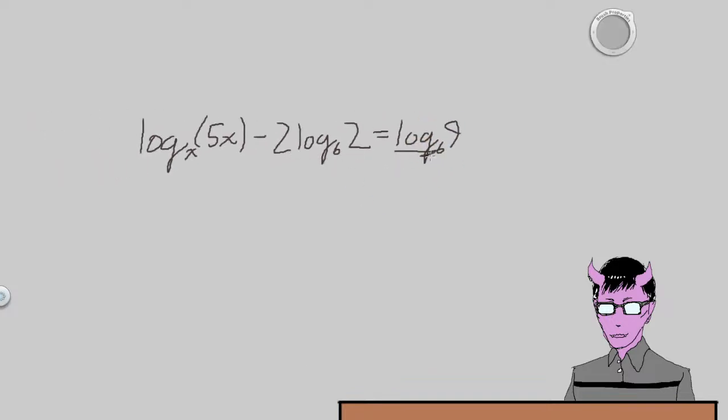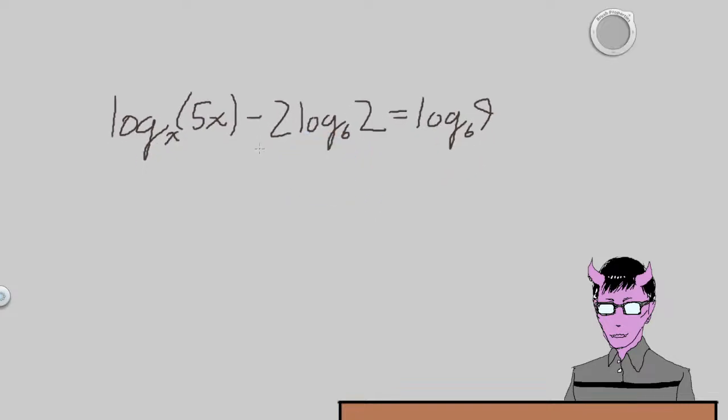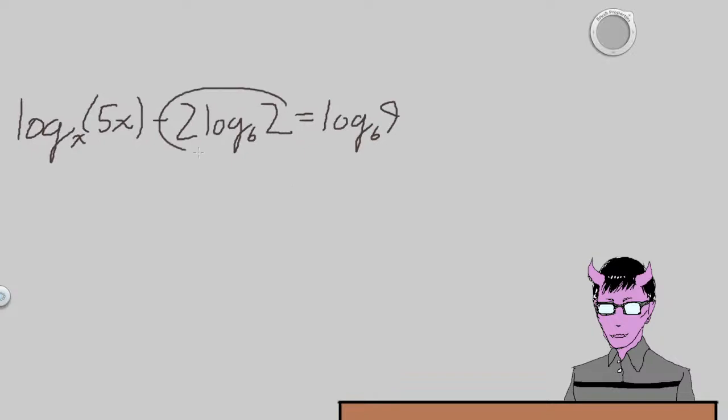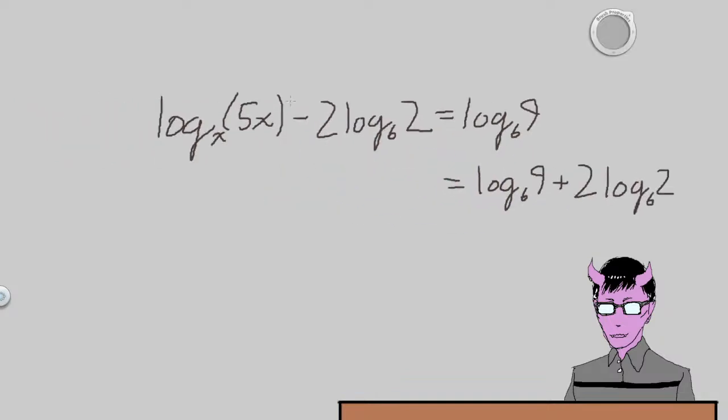This is base 6, this is base 6, so we're going to probably move this over to the other side to combine it with this one. This is base x. That's kind of weird, but it shouldn't be that weird, I think. So let's carry out the plan of attack by adding this to both sides. After the cleanup step, we're going to get log base 6 of 9 plus 2 times log base 6 of 2. Copy paste this one right there.